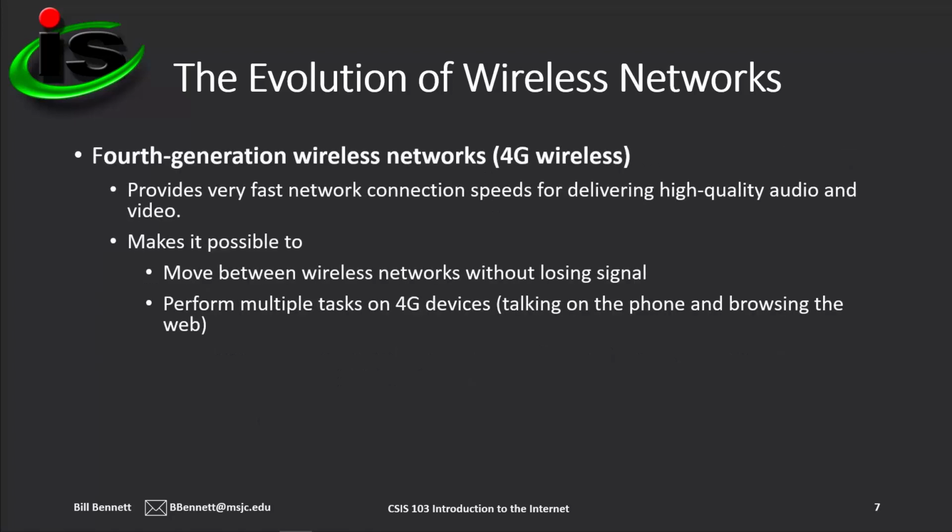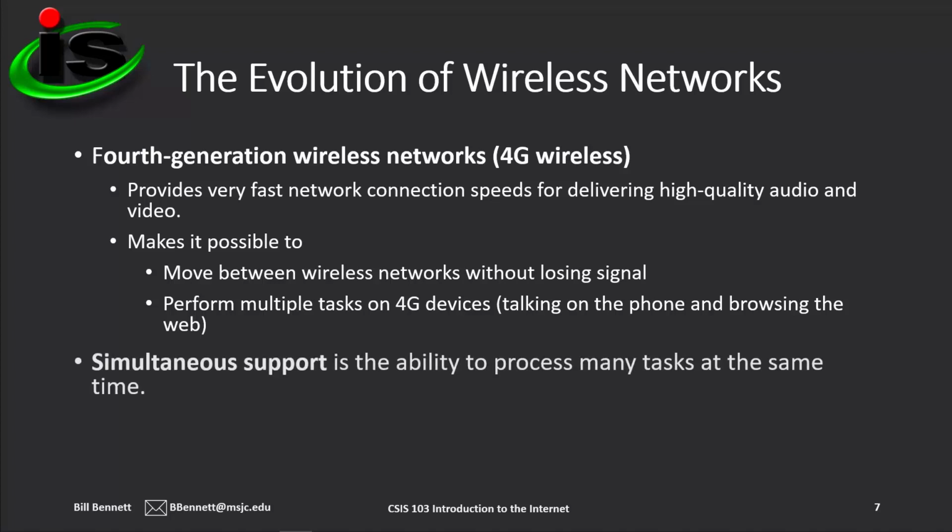Starting in 2010, many carriers created fourth-generation wireless networks, 4G, which provides very fast network connection speeds and delivers high-quality audio and video to wireless devices. 4G networks make it possible for a wireless device to move between the different wireless networks without losing their signals. The tremendous amount of data that 4G wireless networks can send and receive allows users to perform multiple tasks, such as talking on the phone and browsing a web page simultaneously. Because the devices connected to 4G wireless networks can process many tasks at the same time, this feature is sometimes called simultaneous support.